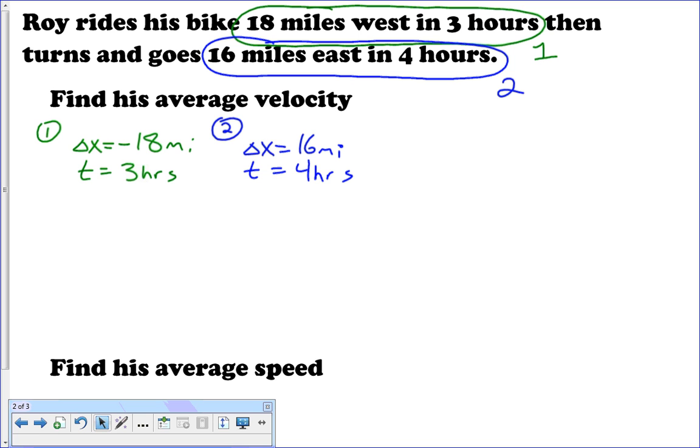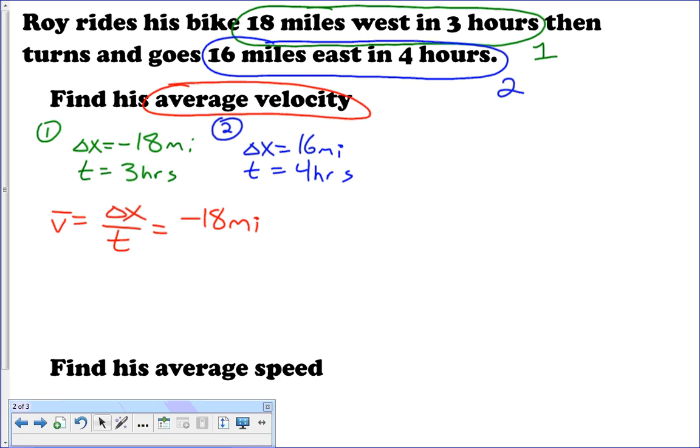The question wants to know, what's his average velocity? The equation for average velocity is displacement over time. But we're looking for the average velocity for the whole trip, so I've got to use the displacement for the whole trip. Remember, in section 1.1 we learned that you can just add your two chunks. We went 18 miles west, and then we went 16 miles east, and as a result we ended up 2 miles west of wherever we started.